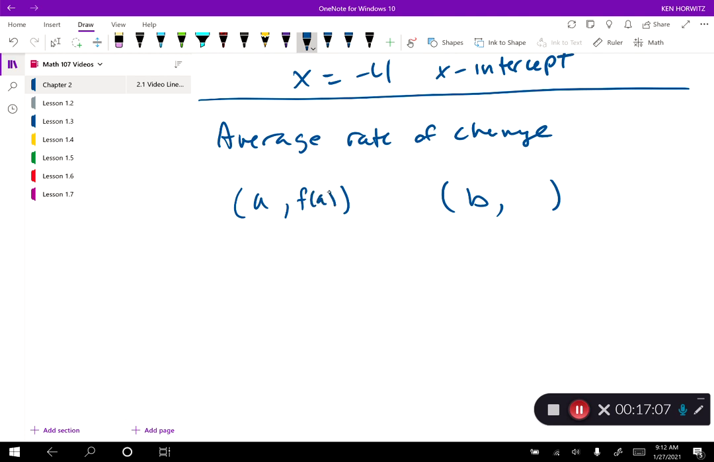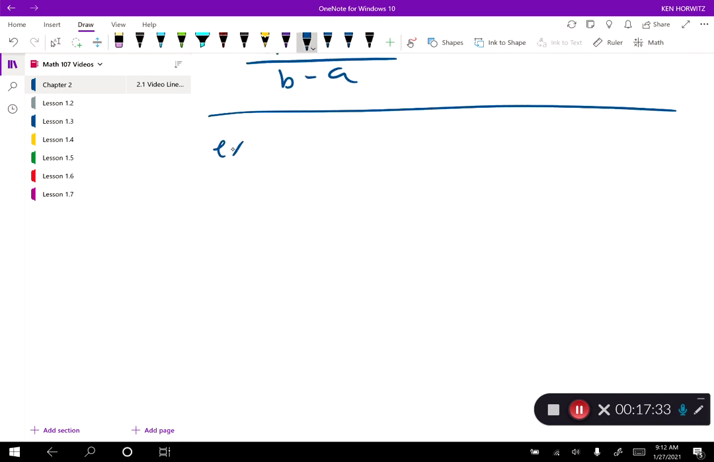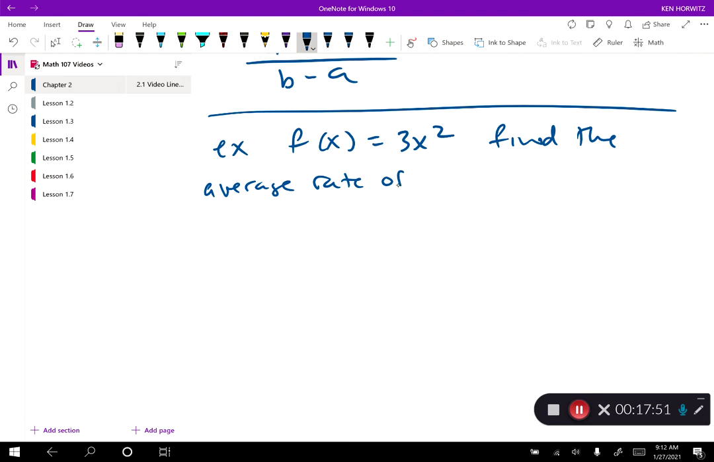So we have f of A and f of B. So there's our points. And now if we put them into the slope formula, I get f of B minus f of A all over B minus A. And there is my average rate of change, or slope. So let's do this with a practical example. I'm going to say my function is 3x squared, and I want to find the average rate of change from 1 to 7.